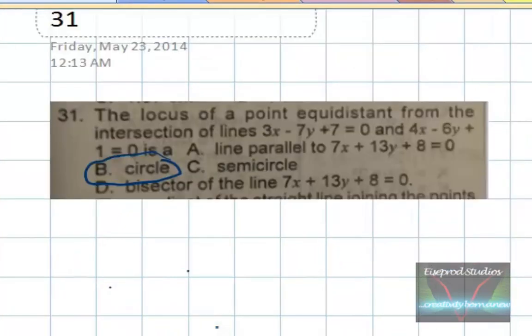So, question 31 tells us that the locus of a point equidistant from the intersection of lines, and it gives us two different lines, 3x minus 7y plus 7 equals 0, and 4x minus 6y plus 1 is equal to 0. And so, first you really have to understand what the question is asking. Locus of a point equidistant from the intersection of the lines.